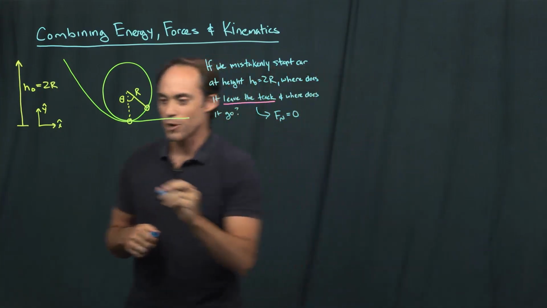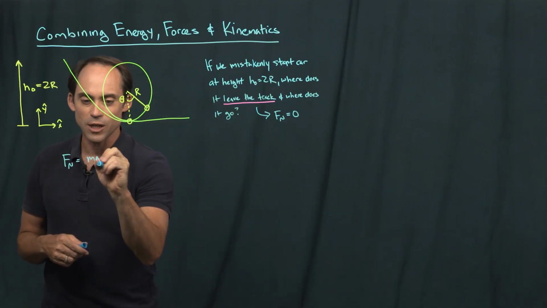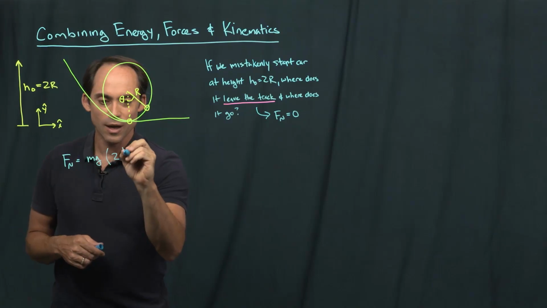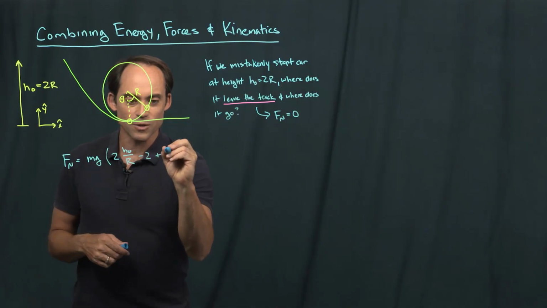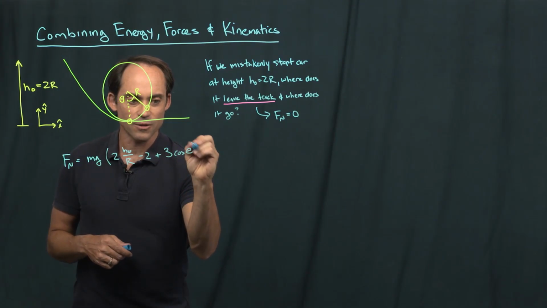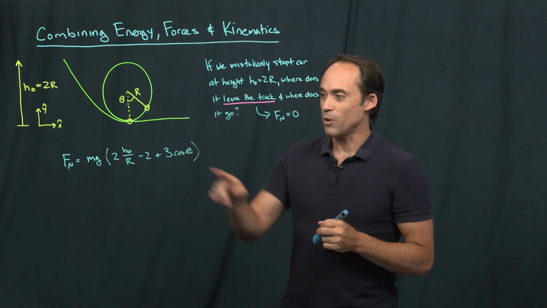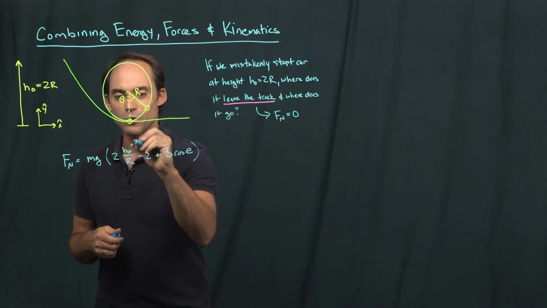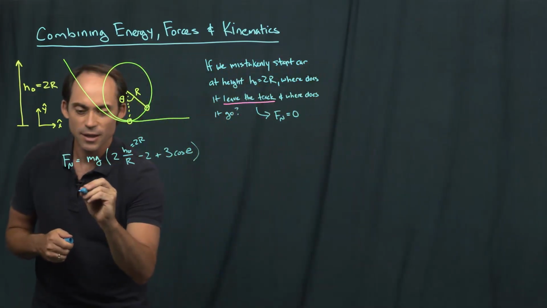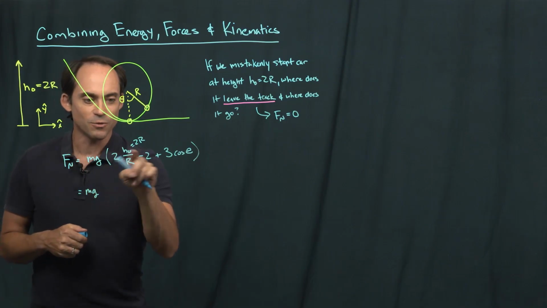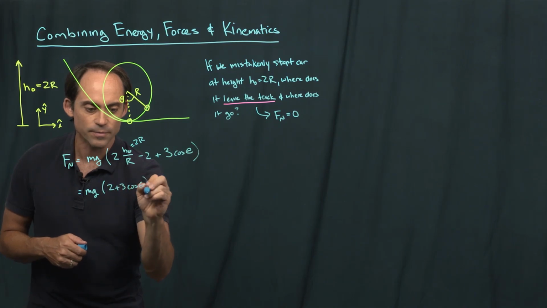So we can start with our expression that we solved in the last class for the normal force. It's mg times 2 h naught over r minus 2 plus 3 cosine theta. This is just grouping all of the terms that we had in the last expression. And now in this case, I'm going to assume that we use an h naught equal to 2r as our initial height, so we can then rewrite this in terms of mg. This is going to give us 4 minus 2, so this is going to be 2 plus 3 cosine theta.